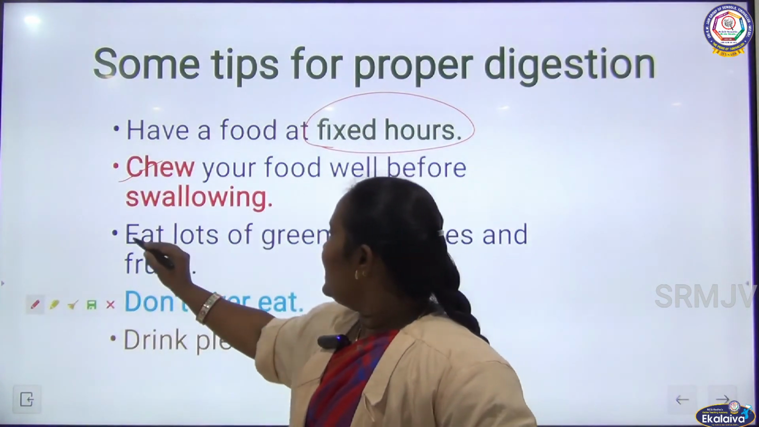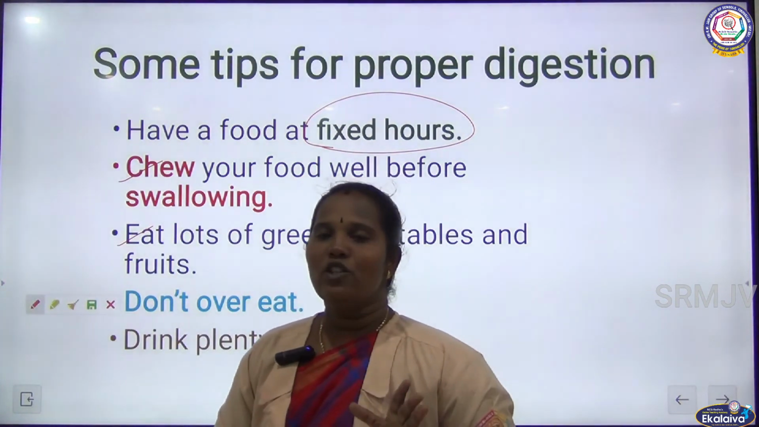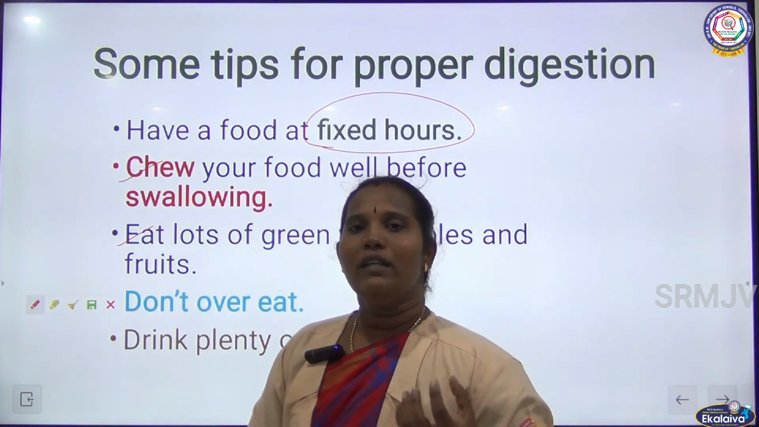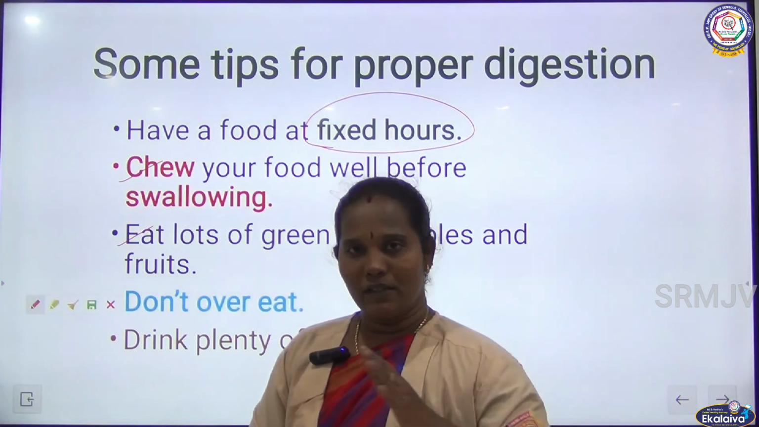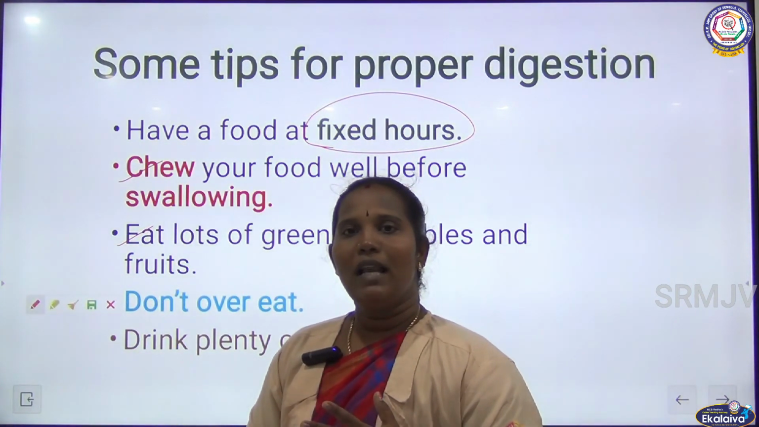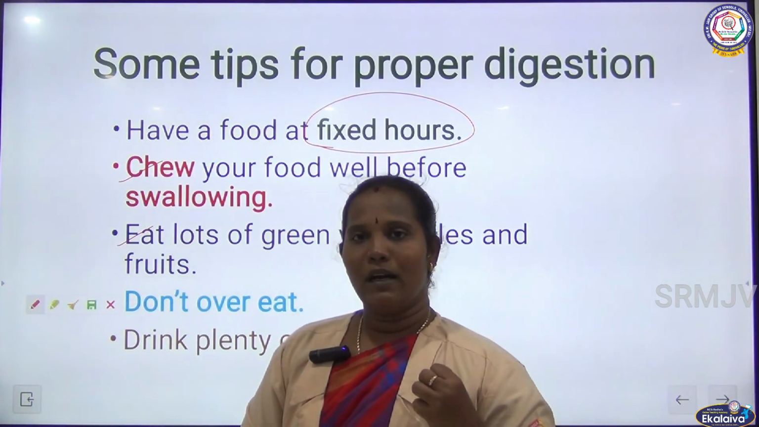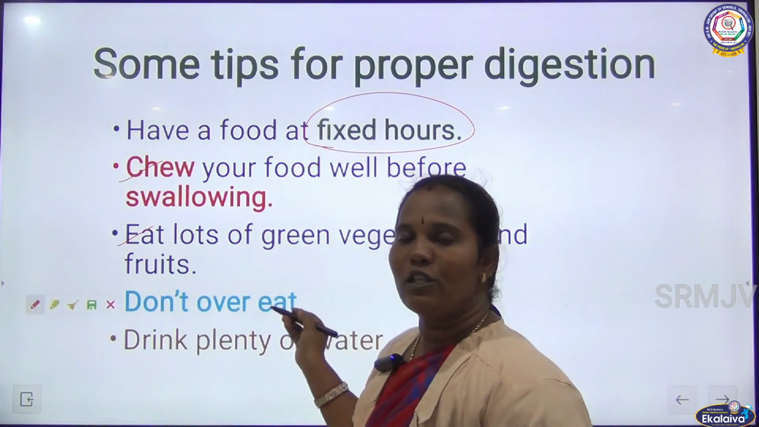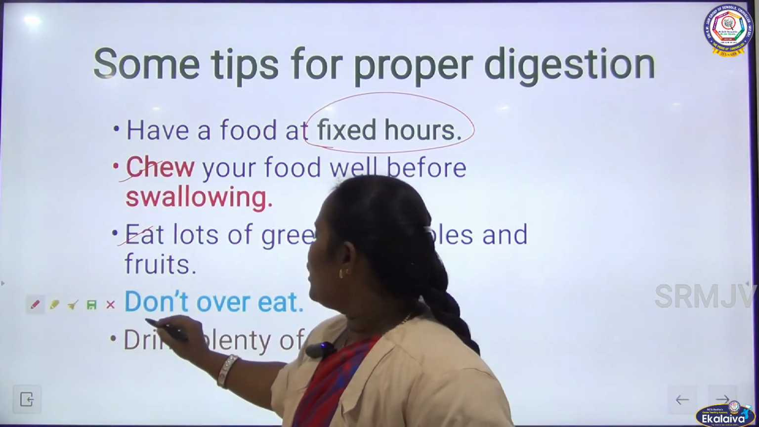Then next one, eat lots of green vegetables and fruits. Green vegetables and fruits have lots of minerals and vitamins. If you eat that food, we will feel healthy. Suppose we do not eat these green things, what will happen? If you continuously eat junk food, our stomach will be affected by some other diseases. If you eat fruits and vegetables, we will feel healthy. Okay. Then next one, do not overeat.